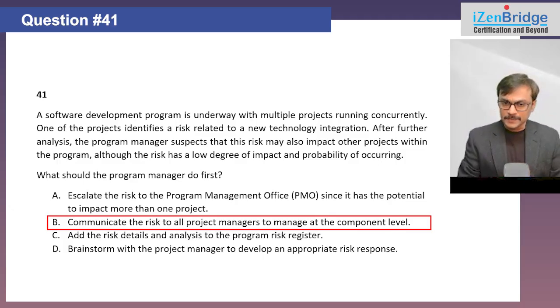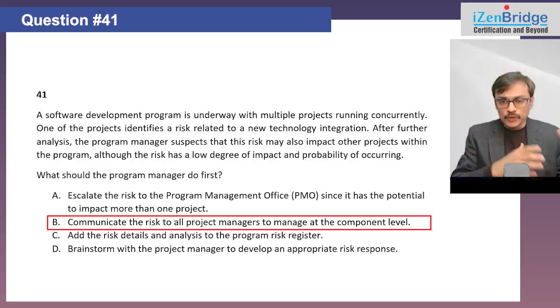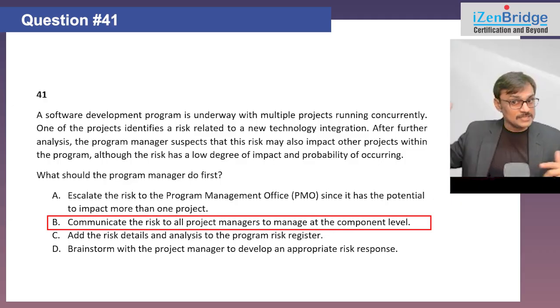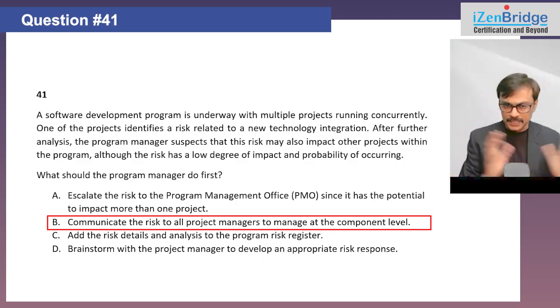Option B, communicate the risk to all project managers to manage at the component level. Now, many of us coming as a project manager may think that, okay, if you have identified the risk, and this risk is going to happen in multiple projects, why don't I forward the email to many projects and tell them, guys, be aware this risk can occur? Looks like a decent idea, but in general, when the impact is happening to multiple projects, this is something I need to take care of. It becomes a program level risk. Let's see, if we don't get anything, then we can come back to B.